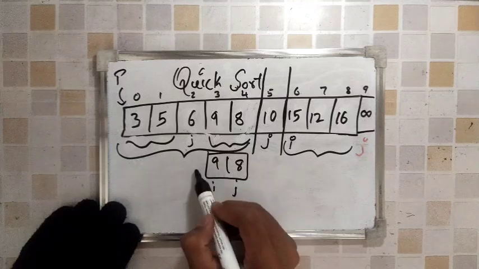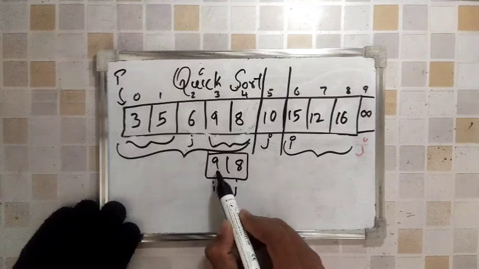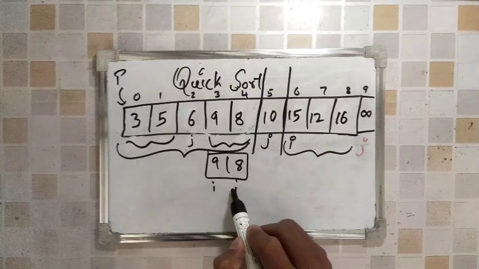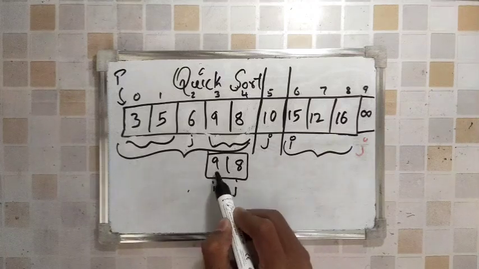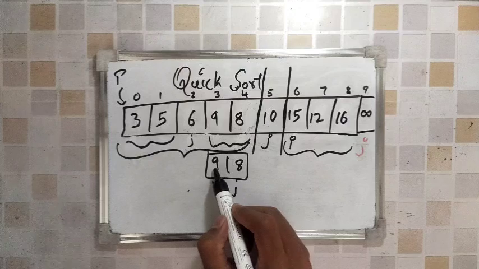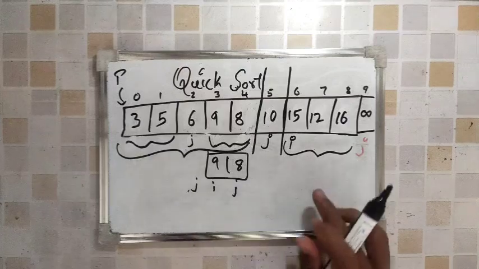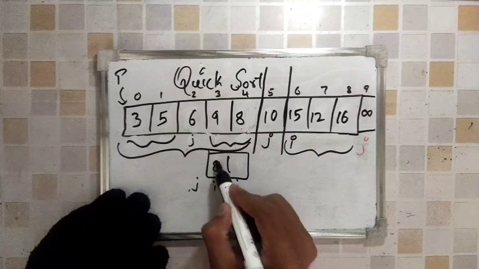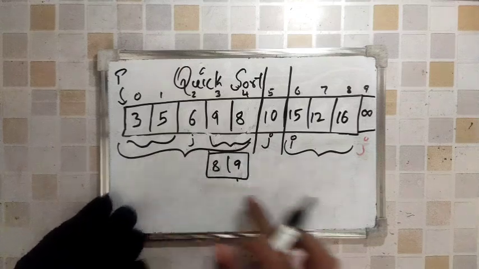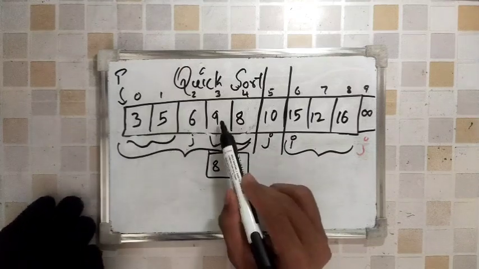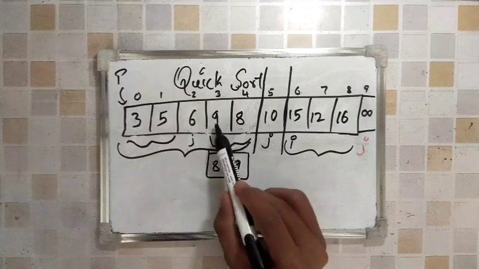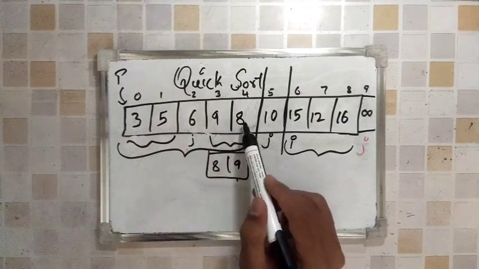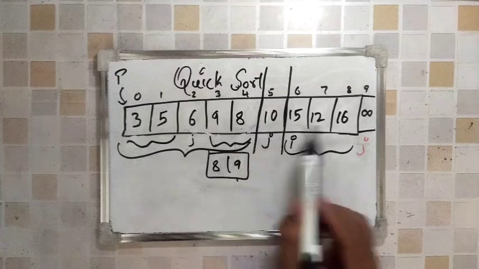i, j, if this is the pivot, it will increment until it finds a greater one. But anyways, eventually j will cross, right? j will come here, it should be less than 9. Eventually j will go, and these two will swap each other. So 8 and 9. How is it happening? Simple. If i is at 9 and j is at 8, i should increment until it finds an element greater than 9, and it will go to the end of the array, to infinity.